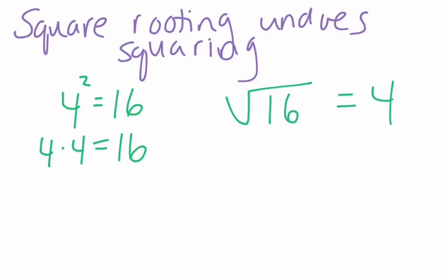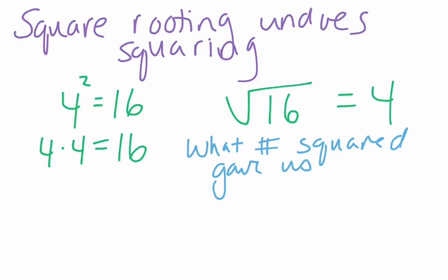So that's what square rooting does. When you're looking at a square root, what you're asking yourself is, what number squared gave us the 16? That's essentially what the square root is asking there. What number squared gave us the 16? And the answer to that would be 4.